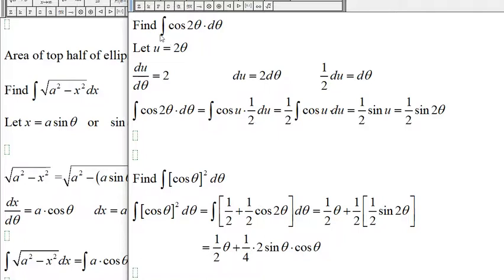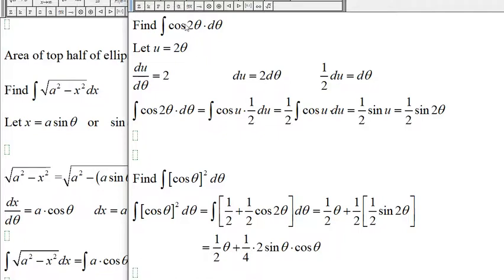First, let's find the integral of cosine of 2 theta. Here we can use u substitution. Let u be 2 theta. And so du d theta is 2, so we have du is equal to 2 times d theta. Then multiply both sides by 1/2, and we get 1/2 du is equal to d theta.